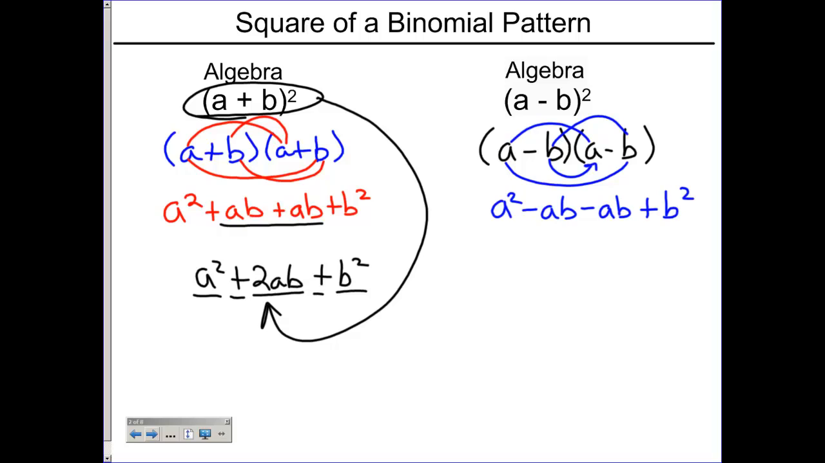As we start to combine our like terms, we see we have no other a squared, so we bring that one down. We don't have any other b squared, so we're going to bring that one down. I'm going to make some space here. But in the middle, we simply have an ab. Again, they're both negative, and I have 2 of them, so we're going to do a minus 2 times ab. And that becomes the pattern for a minus b squared.